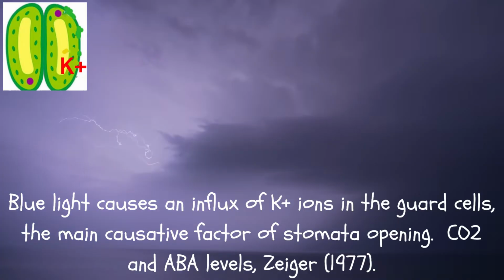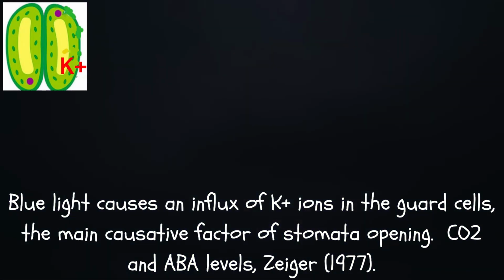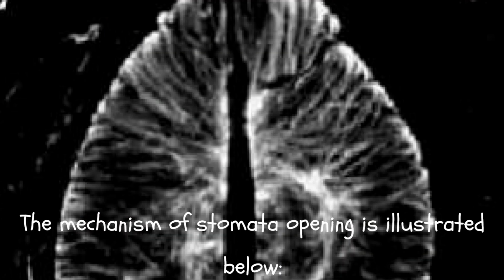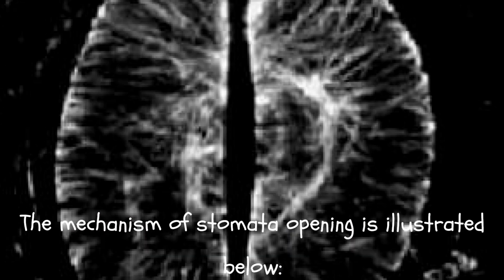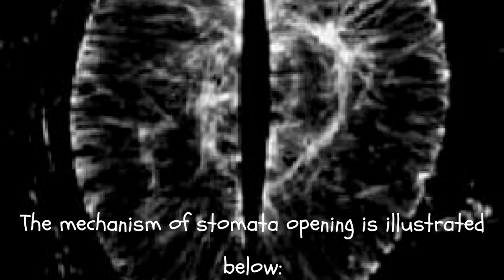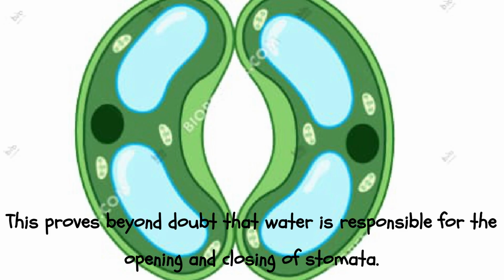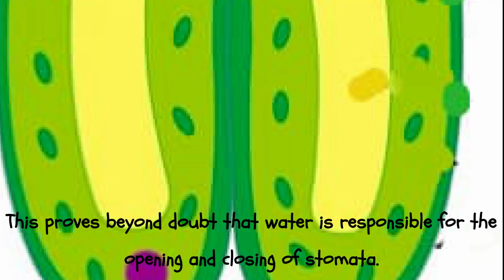CO2 and ABA levels, Zeiger, 1977. Stomatal mechanism of opening and closing. The mechanism of stomata opening is illustrated below. There is an increase in turgor pressure in the guard cells due to the inward and outward movement of water. The pressure values range from -1.9 MPa open to -3.5 MPa closed. This proves beyond doubt that water is responsible for the opening and closing of stomata.